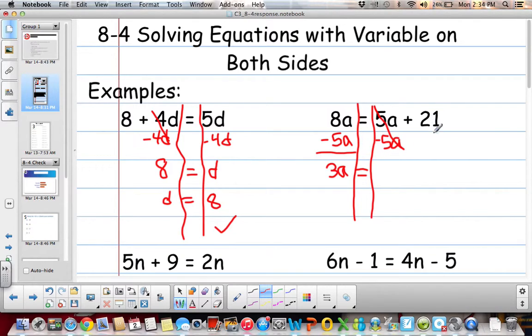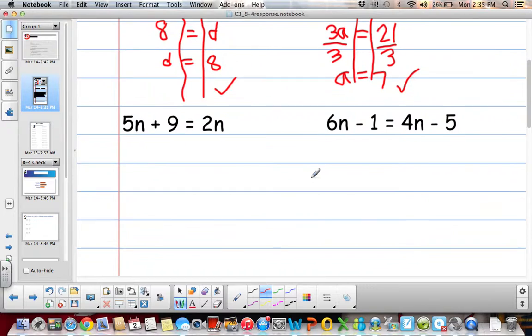So I have 3a, and then I still have my 21, so I'm going to bring it down. And then we know that to get rid of our 3, we're going to divide by 3. So we have a equals 7. 8 times 7 is 56, and then we have 5 times 7 is 35, plus 21 is 56, so we know that it checks, because I'm putting 7 back in for a and making sure that it works.